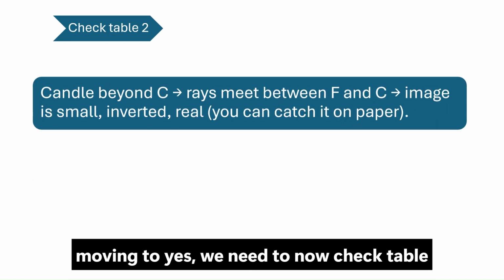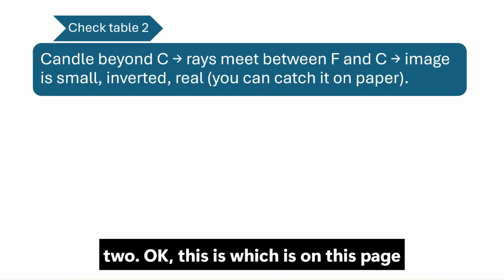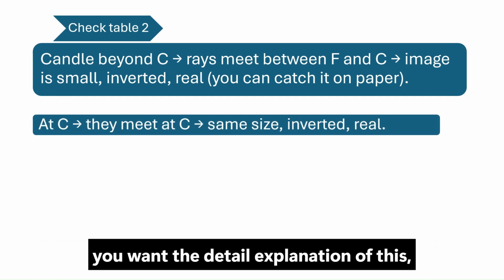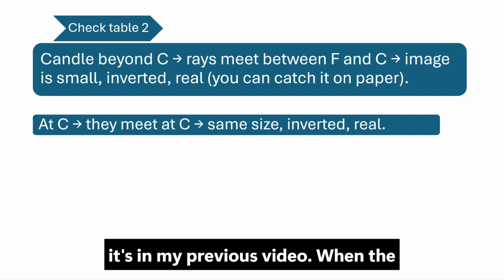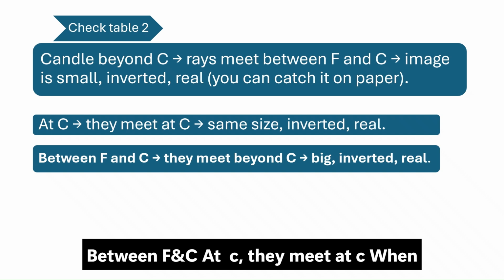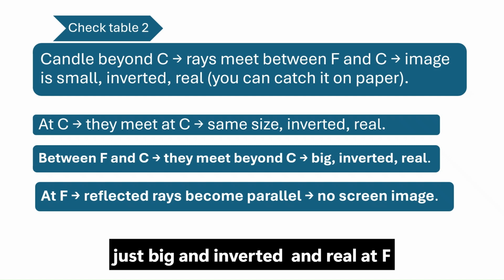Now moving to table 2, which is on this page only, and it is in my previous video. If you want the detailed explanation of this, it's in my previous video. When the candle is beyond C, rays meet between F and C. At C, they meet at C. When it is between F and C, they meet beyond C. Just big, inverted, and real.